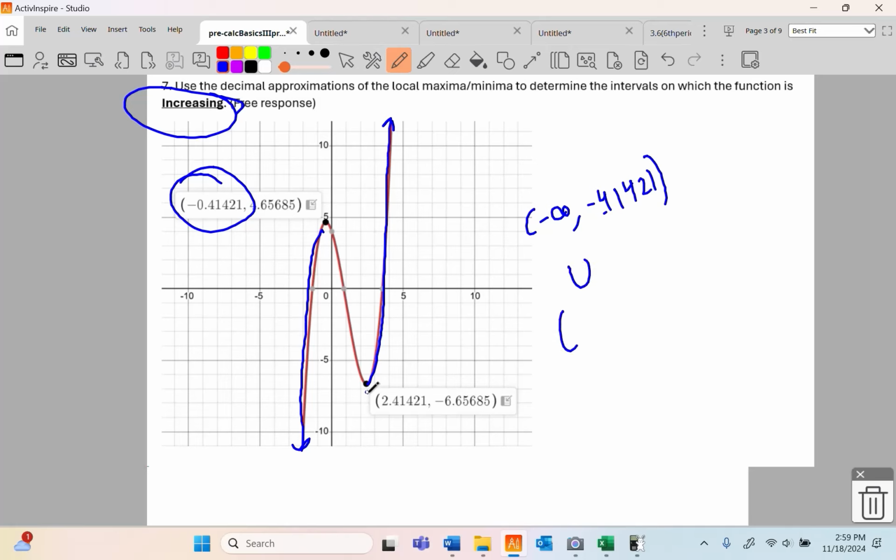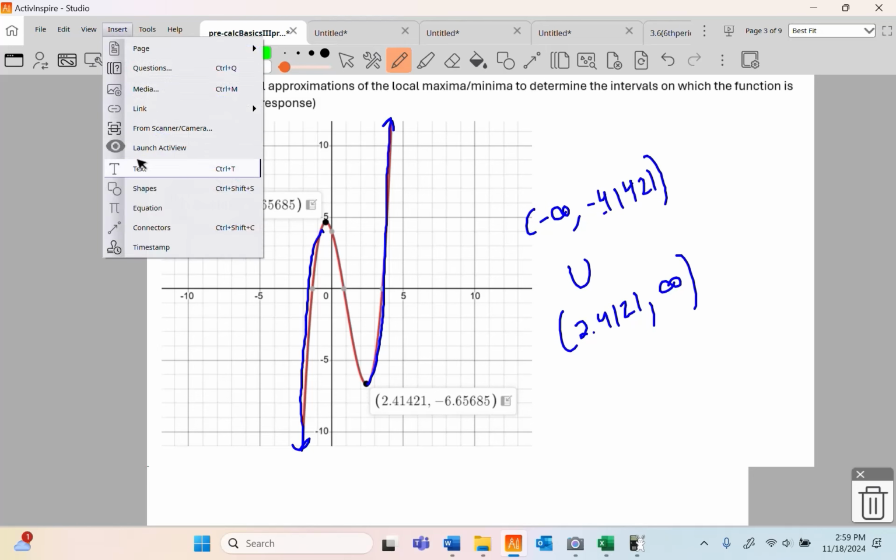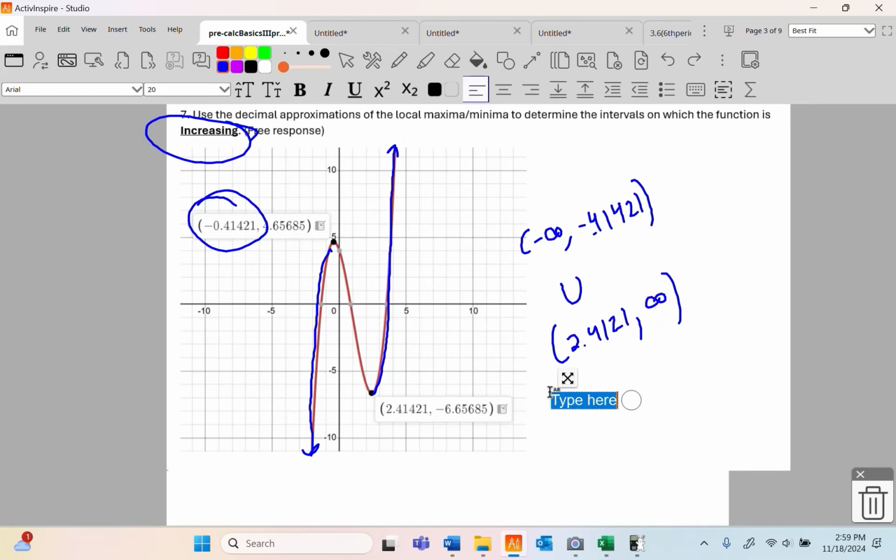Union with 2.41421 all the way to infinity, because you're moving right. You guys are throwing x's and y's in this thing, which means even though you're not going to watch the video and I'm going to write out and waste time typing it, you are finding the values of x for which y is increasing. Or not find, you are stating would be the better wording.